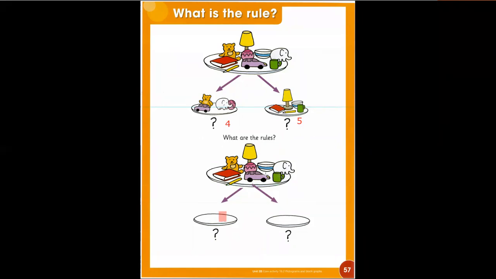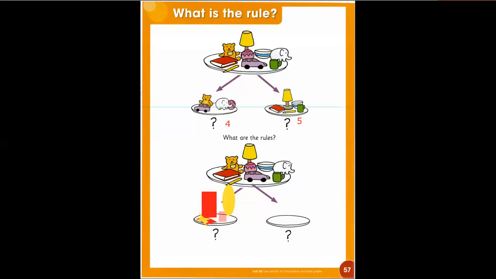Then we have a notebook. This is a red notebook. This is, for example, a pencil, and we are going to put a lamp. So this circle will be a yellow lamp. These are the things that are used for studying.